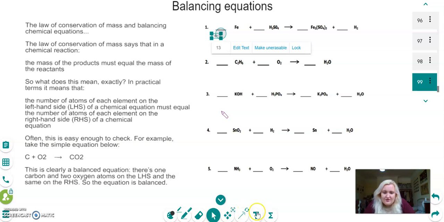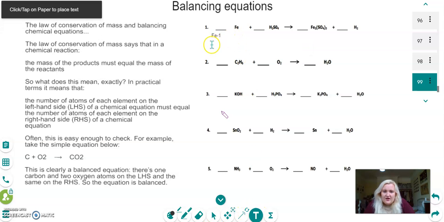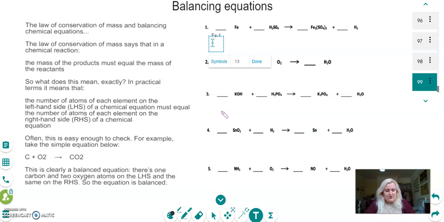Okay, I'll just write another one. So we've got one iron, and then what do we have after that? So we've got hydrogen, and you can see that there's a subscript 2 after the H. That means we've got 2 hydrogen atoms. And we've also got sulfur. So there's no number before or after the sulfur in this compound.